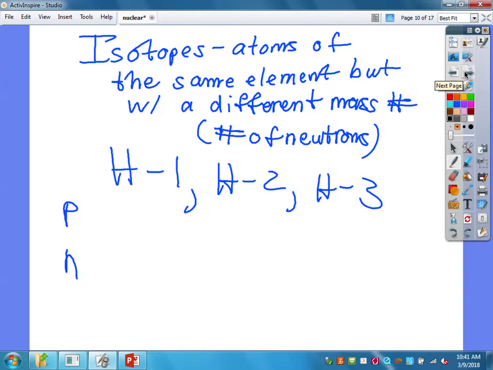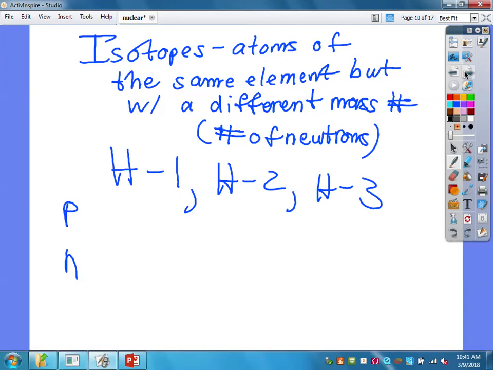All right, this takes us back to some chemistry. Isotopes. Isotopes are atoms of the same element, but with a different mass number. In other words, a different number of neutrons. So you might be asked again questions about this in terms of just being able to identify the number of protons and neutrons in an atom.